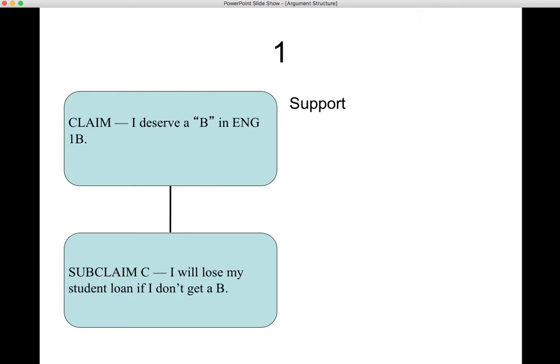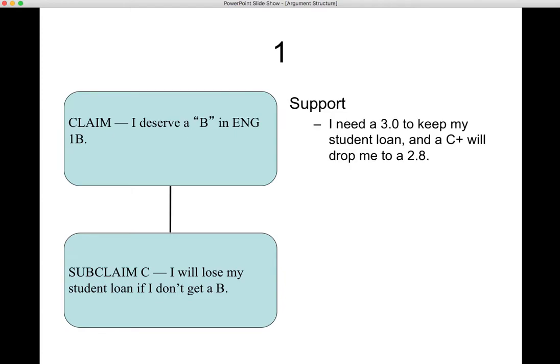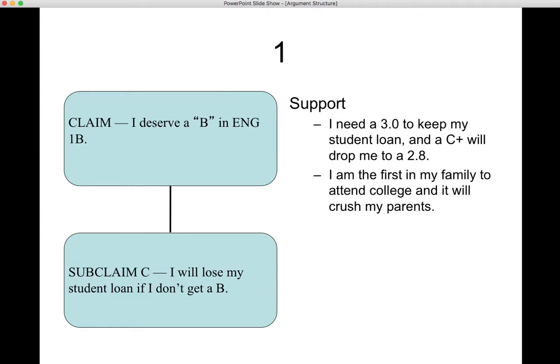All right, lastly, I will lose my student loan if I don't get a B. I've got to give support for that. I need a 3.0 to keep my student loan, and a C plus will drop me to a 2.8. So there's just a strict fact, and I could then talk about why that matters. I am the first in my family to attend college, and it will crush my parents. That's a bad thing, right? And I'm appealing there to pathos, which is an appeal to the emotion of the reader. In this case, it's an emotion of empathy or pity, feeling sorry.